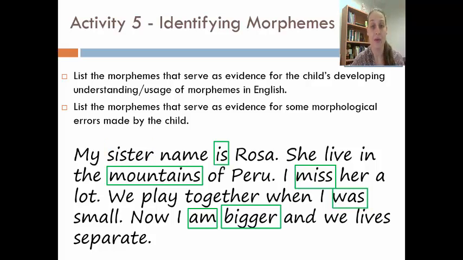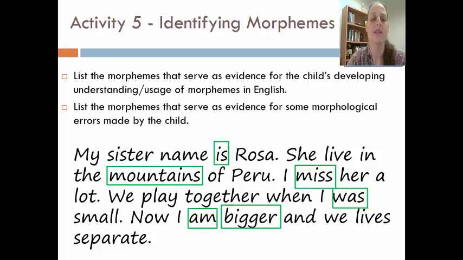Okay, so that represented all of the evidence for the child's developing understanding of morphemes. Please take note of the way that I discussed it and used terminology to describe what I meant. This is the same way that I would like to see you go about describing what the child does right in your linguistic projects.